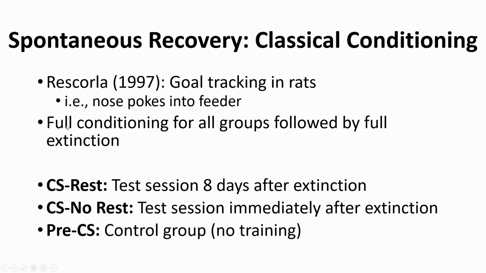So we had a bunch of different groups, 3 different groups, that were all given full conditioning setups and then followed by full extinction. They were all trained to associate a particular conditioned stimulus with getting food, and then they entered into extinction, and a full extinction session would be to get down to very, very low levels of responding. They could set their own criteria. Maybe it's no responding, maybe it's only 10% responding, whatever it is. They wanted all groups to get down to those very low levels of responding following extinction.